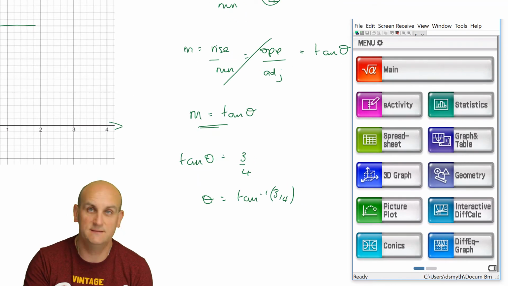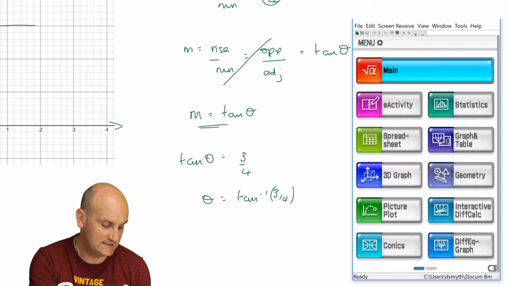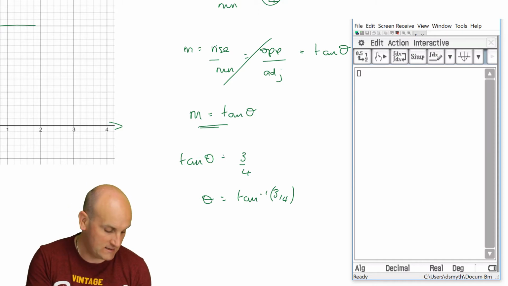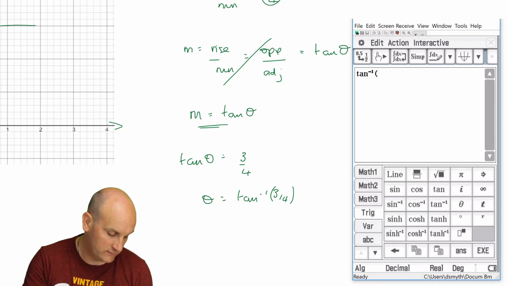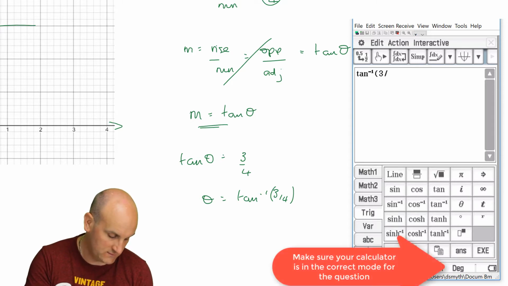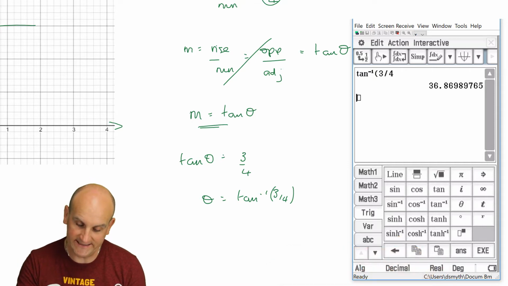So there's my calculator, the Casio ClassPad. I'm just going to hit main, hit keyboard to bring up my trig function. And then I'm just going to go tan to the -1 of 3 divided by 4, equals, and out comes 36.86 degrees.